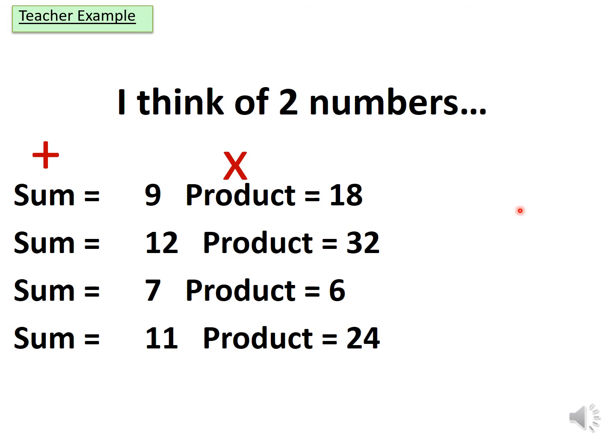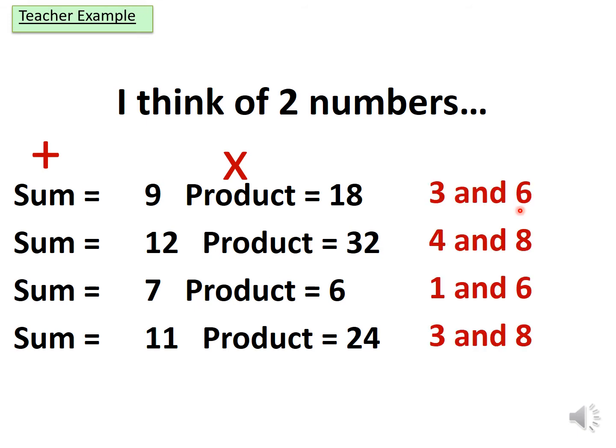Okay, so 9 and 18, two numbers, that would be 3 and 6. 12 and 32 would be 4 and 8. 7 and 6 would be 1 and 6. And 11 and 24 would be 3 and 8.